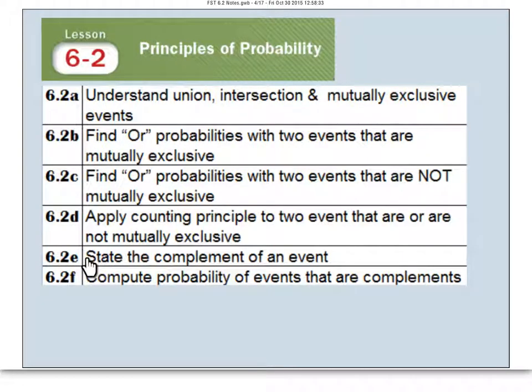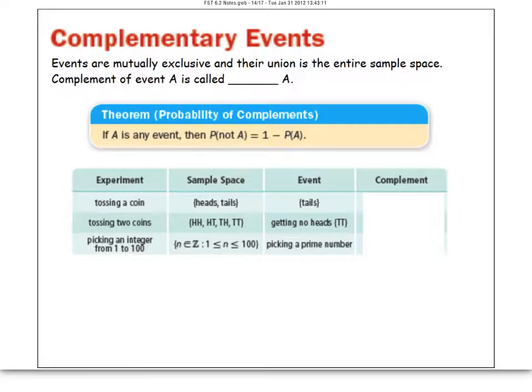In learning objectives E and F, we're going to talk about the complement of an event and find probabilities using complements. Complementary events are two events that are mutually exclusive, and their union is the entire sample space. A really good example of complements is one group of boys and another group of girls. They're two different groups, but all together they make up everybody.